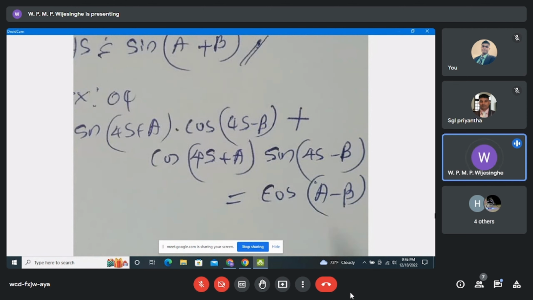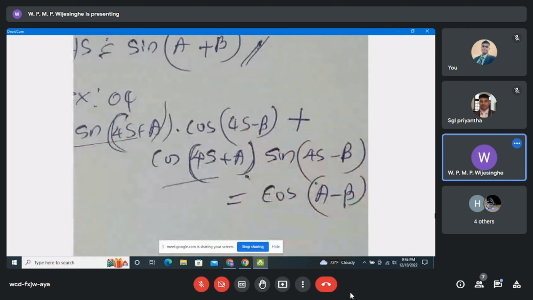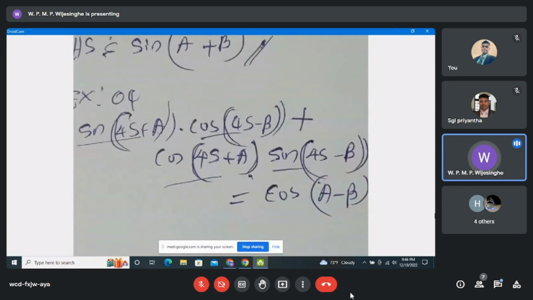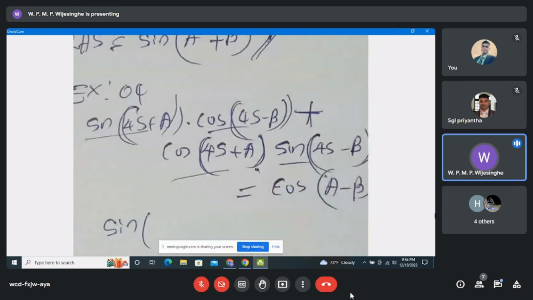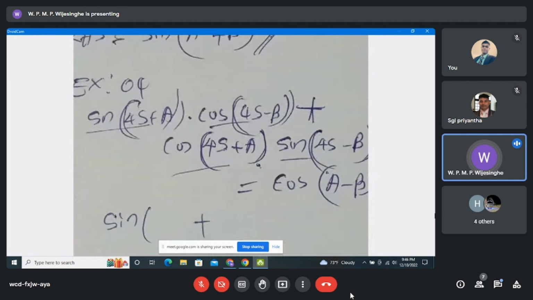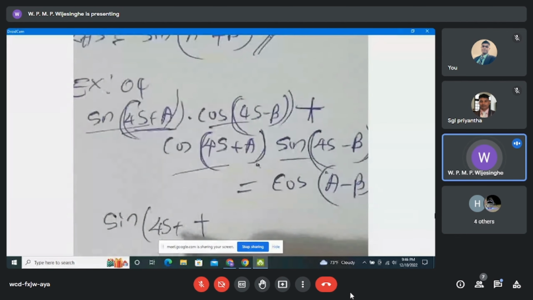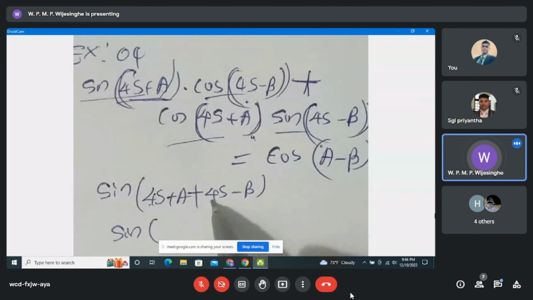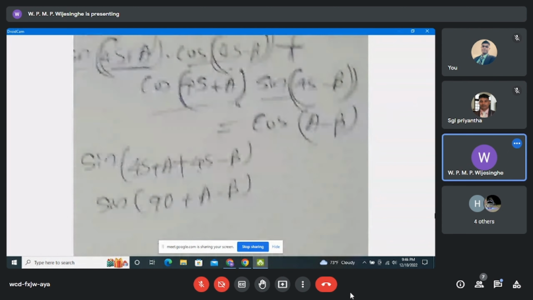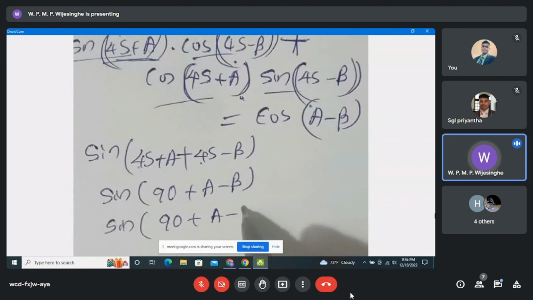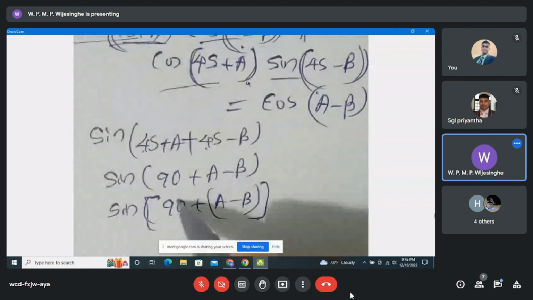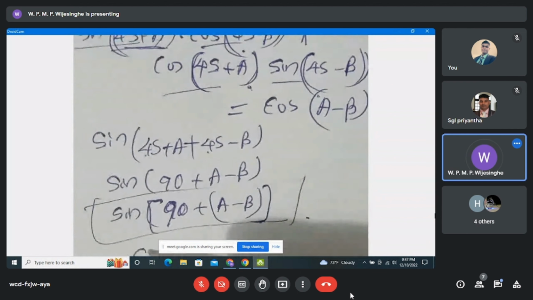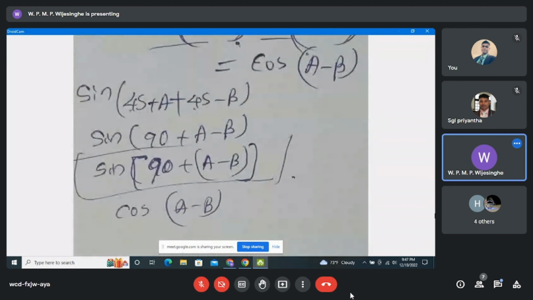Right? Here, this angle, sin converts into cos. Here, cos 45 minus B, this angle, cos converts into sin. So I can write it by using sin. Then it is plus, so it should be a summation of two angles. First angle is 45 plus A, second one is 45 minus B. Then sin(45 plus 45), it is 90 plus A minus B. Then I can write sin(90 plus A minus B). Right? This type of angle we can write as cos(A minus B). Right?